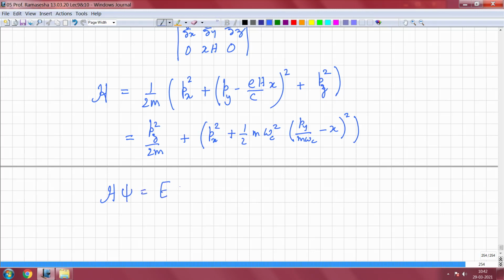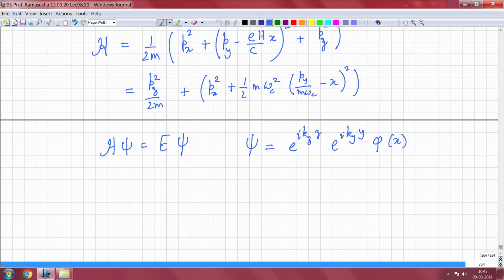So, if I am looking at H psi equal to E psi and I want to solve this, then I will take psi, because it is a Pz squared by 2m and there is no other quantity coming into the picture there, I can write it as e to the i kz z, multiplied by e to the i ky y times phi of x. So, if I use this as the Hamiltonian, then I will get the following equation for phi of x.